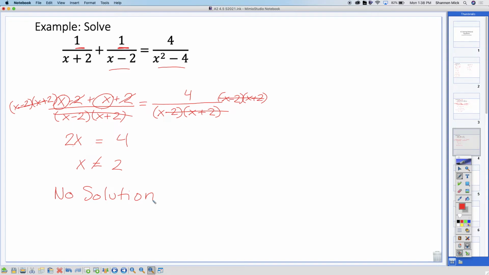So a solution to this is if I took these two graphs, solutions would be where they crossed, correct? Okay, so these two graphs, the left and the right, do they ever cross? No, ma'am.